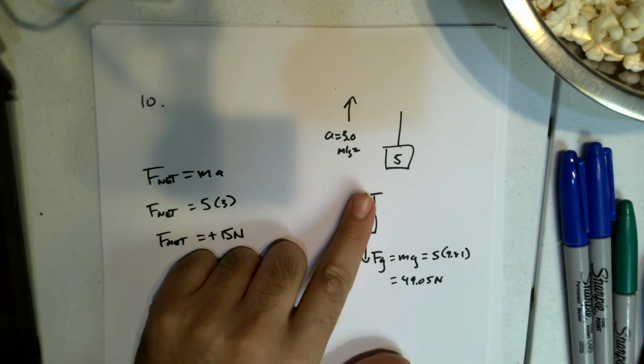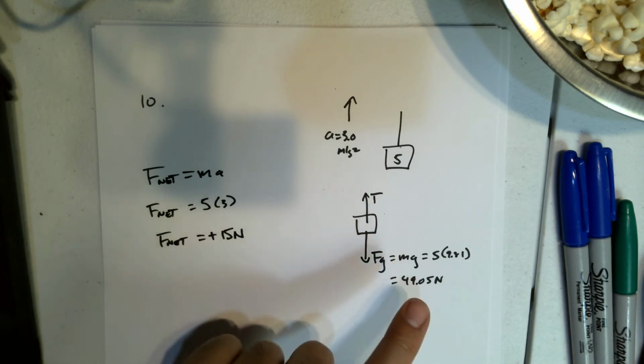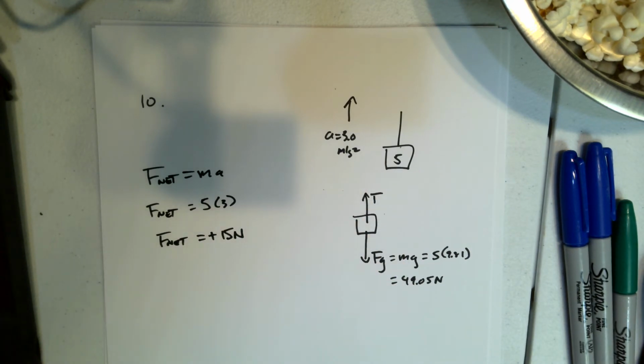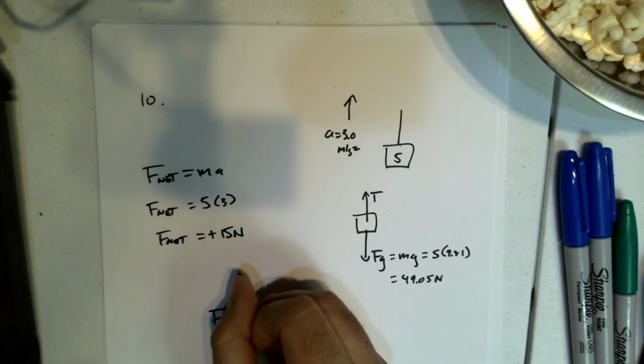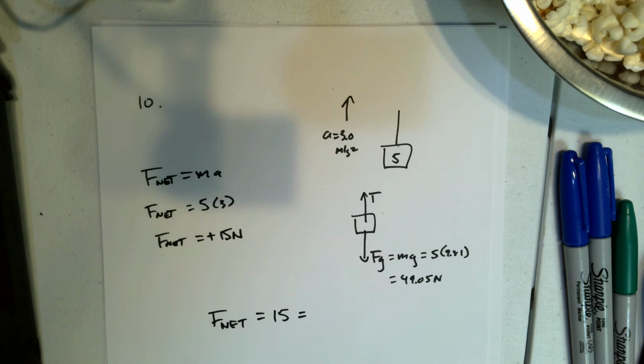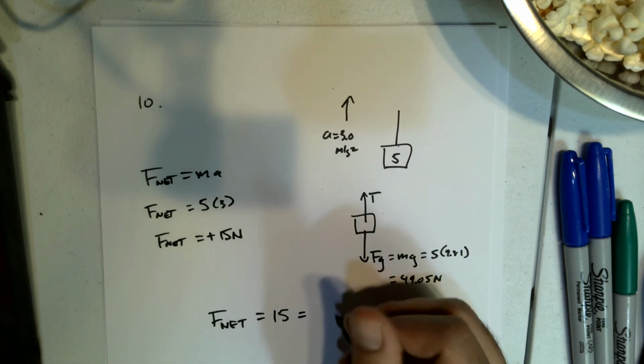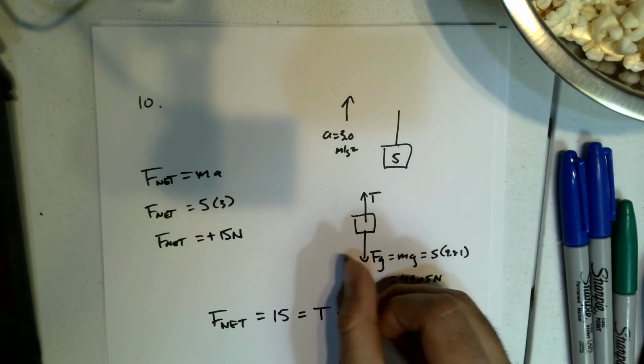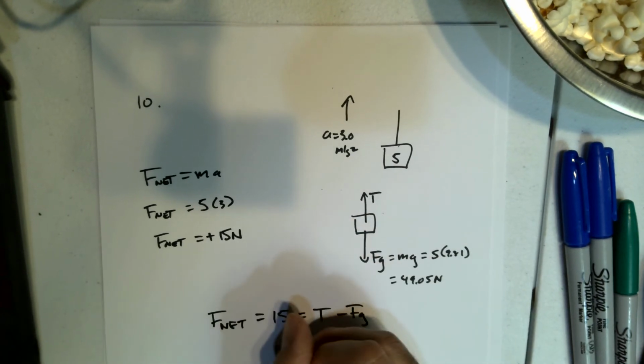What that tells me is that this needs to be 15 newtons larger than this. Let's set it up mathematically just to see if that happens. So we know that the net force is 15. But let's represent our two forces here as the sum of tension and gravity. But remember, tension is up and gravity is down.